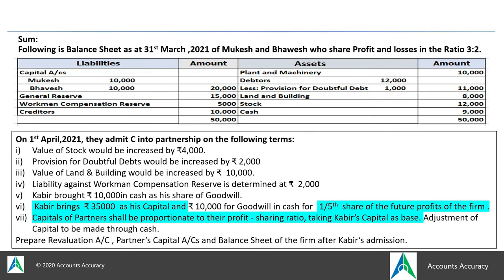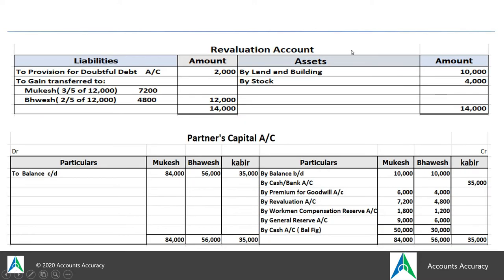Through this sum, it will be well understood because how to follow the steps would be more clear. Here in this sum, it's been told that there were two partners, that is Mukesh and Bhavesh. Let's make the revaluation account. In the revaluation account, as you know, increase in the value of assets is recorded at credit side as well as decrease in the value of assets is recorded at debit side. In the same way, vice versa, increase in the value of liabilities is recorded at debit side, whereas decrease in the value of liabilities is recorded at credit side.